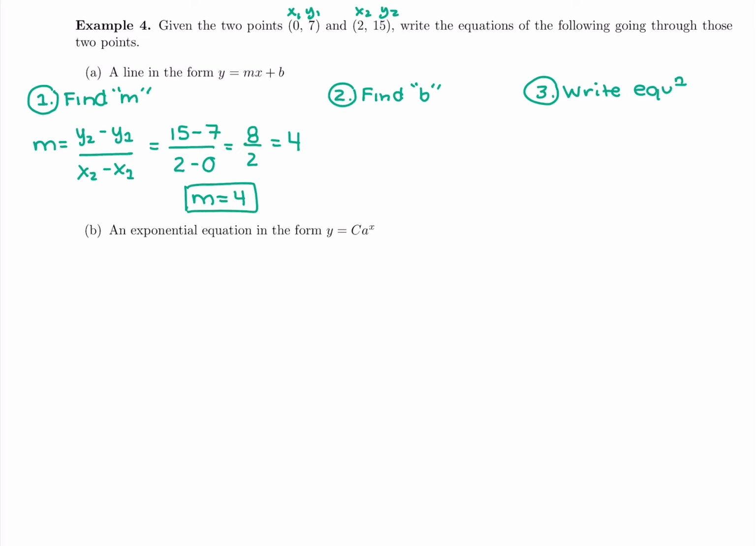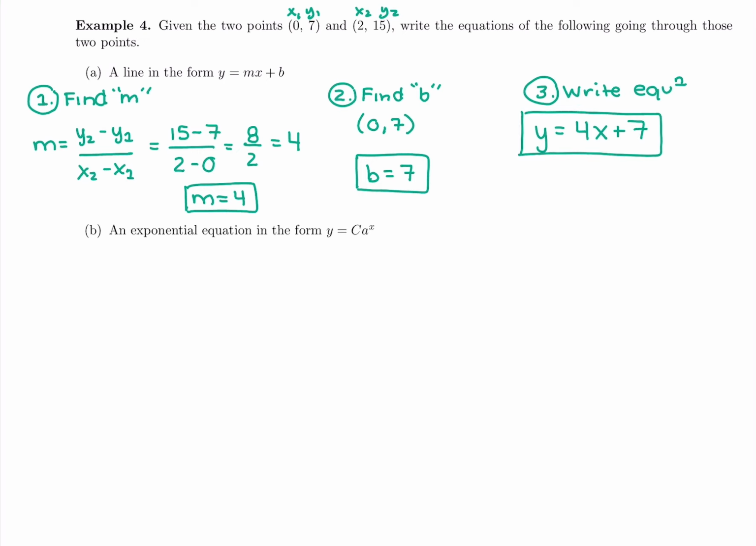My second step is normally to find b, but b is the initial value, or the y-intercept. It's whatever the y value is when x is 0. And this is actually given to us in the point (0, 7), so b is 7. We don't have to do too much work to find that. And my last step is to write my equation, y equals 4x plus 7. There's a linear equation modeling those 2 points.